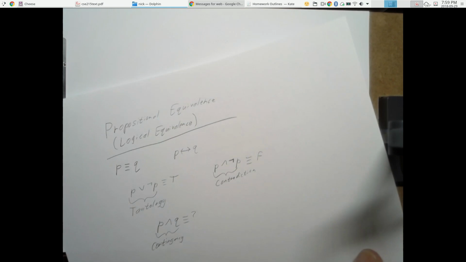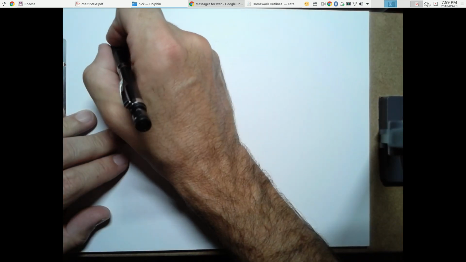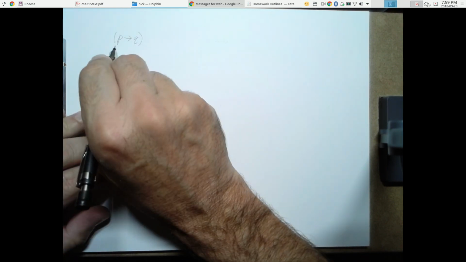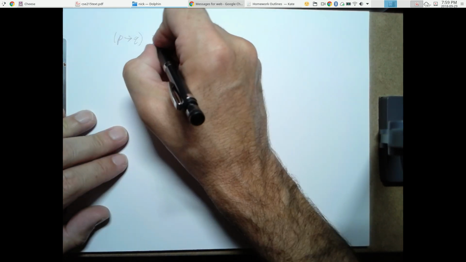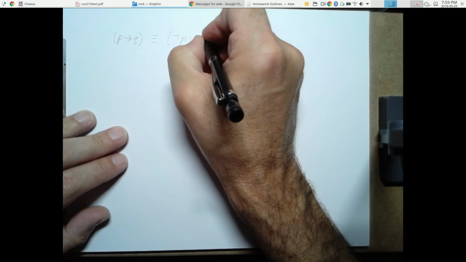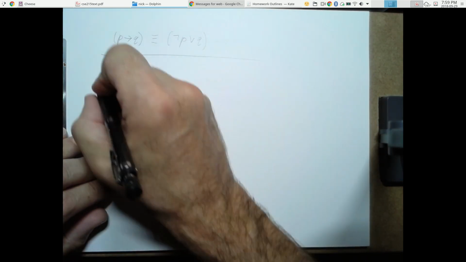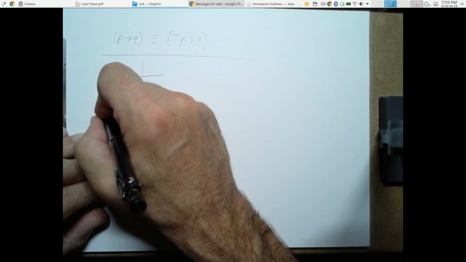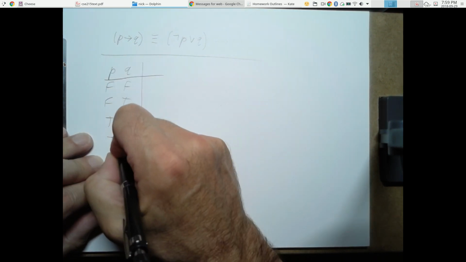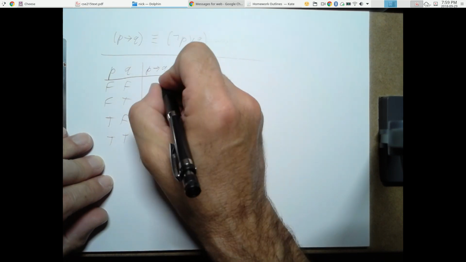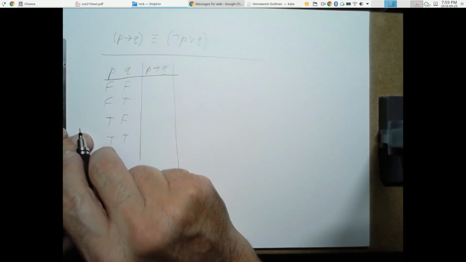Now we can work with logical equivalence by using our truth tables. So for example, here's something that I'm going to claim. The proposition if P then Q is logically equivalent to the proposition not P or Q. And how do we know that this is true? Well, let's make a truth table. And we'll list all the possibilities for P and Q. And we'll write down what we saw previously, the truth table for this conditional statement.